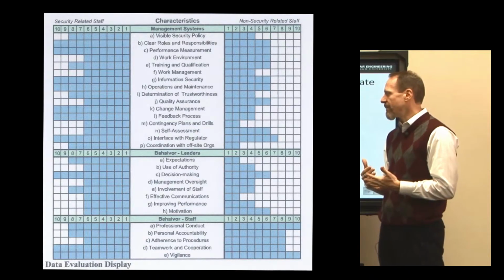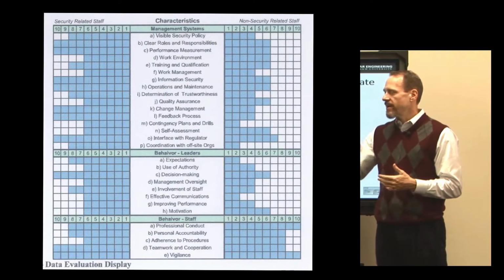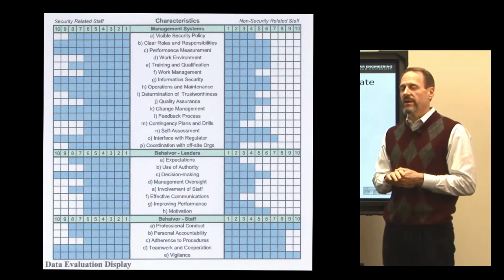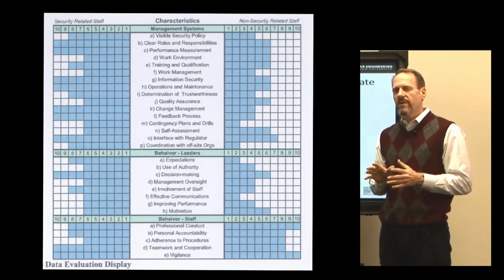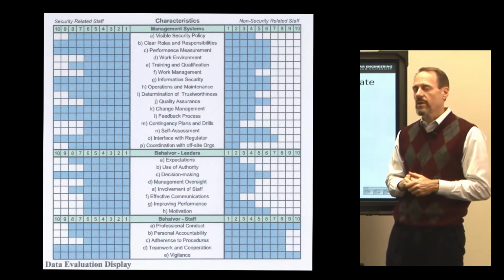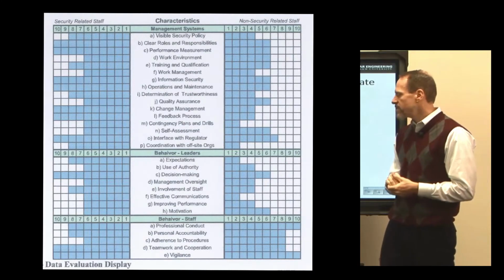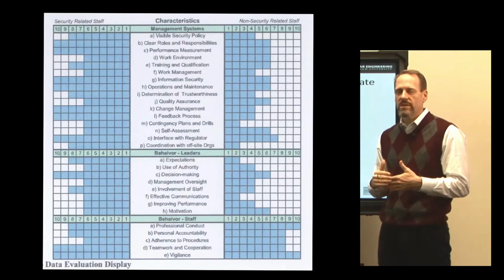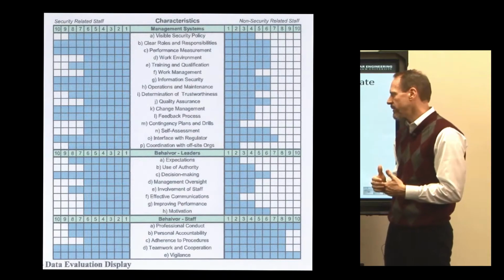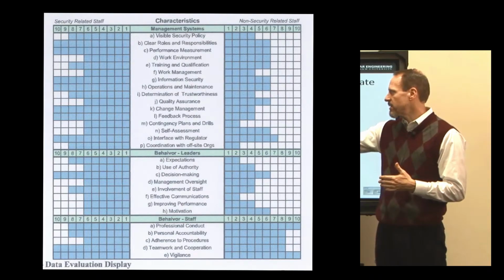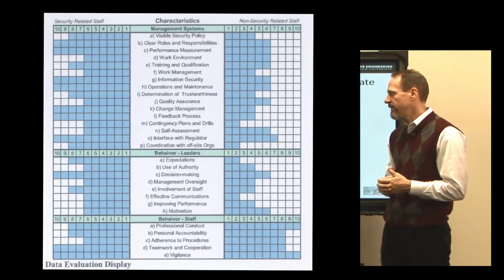In this particular example, it was done on one side for the specifically security-related staff, and then on another side on the non-security-related staff. And the difference between the value system that you see between those two organizations can tell you something about what's going on in your facility. And in this particular case, what we're really looking for is probably weak points, areas in which we have low values, and then areas in which we have fairly large differences between the security staff and the non-security staff.